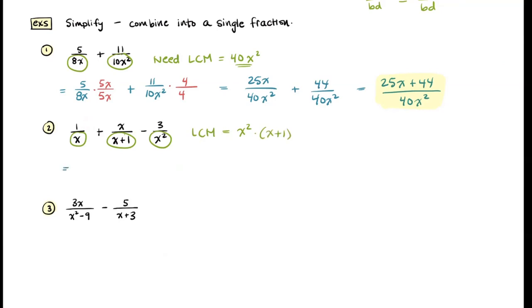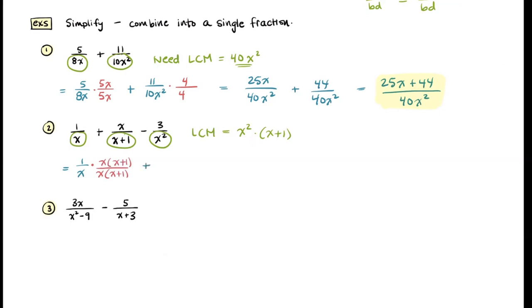All right, so let's see, we've got 1 over x. We want to think about what do we multiply x by in the bottom there in order to get us to look like x squared times x plus 1. Well, we already have an x to the first, so we just need x to the first. And then, of course, we need an x plus 1, and we have to do that in the numerator as well. So that's what we multiply the first fraction by.